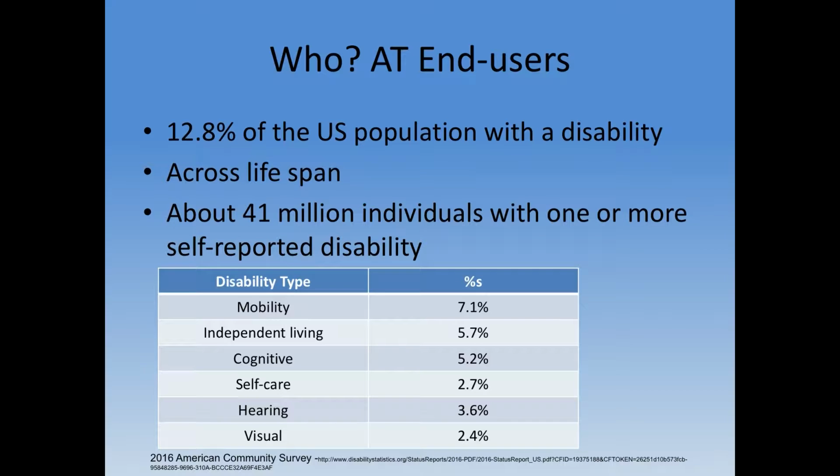So let's look at the people, the end users, who may be using assistive technology or could potentially use assistive technology. We are talking about more than 1 in 10 people in the United States, across age groups, across the lifespan. And that's about 41 million individuals who maybe or potentially can benefit from various forms of assistive technology. And the type of technology I'm going to describe will correspondingly fall in these disability types. And people with mobility, ambulatory impairments seem to be the majority here.